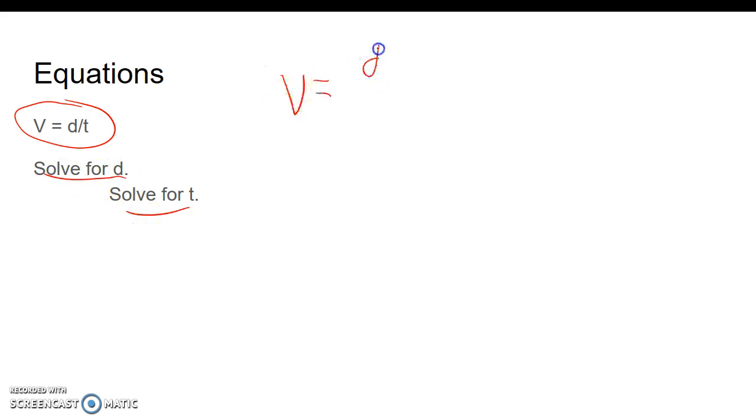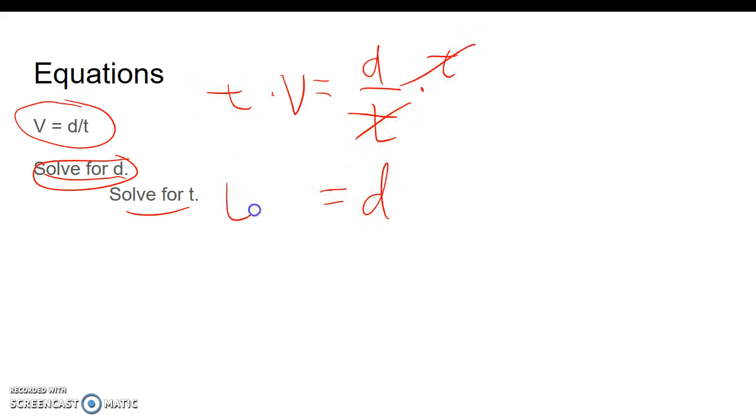So v is d over t. To solve for d, I have to isolate d. To do that, I multiply both sides by t, and d is equal to t times v. So distance is equal to time times velocity. If I want to solve for t, I take our initial equation.